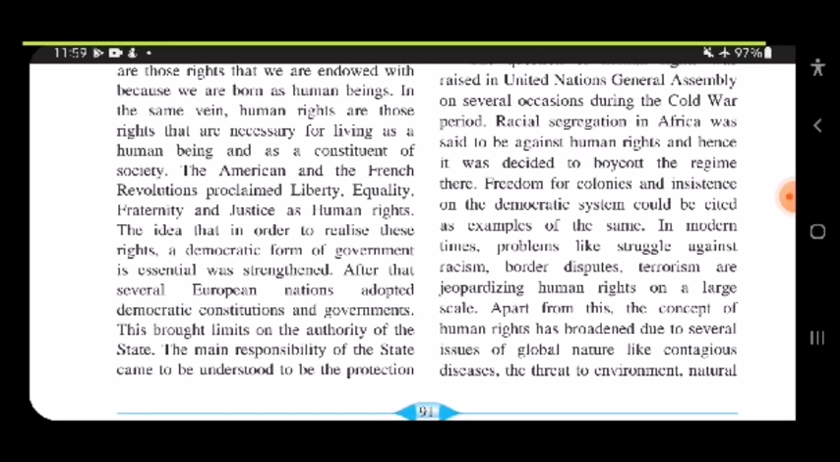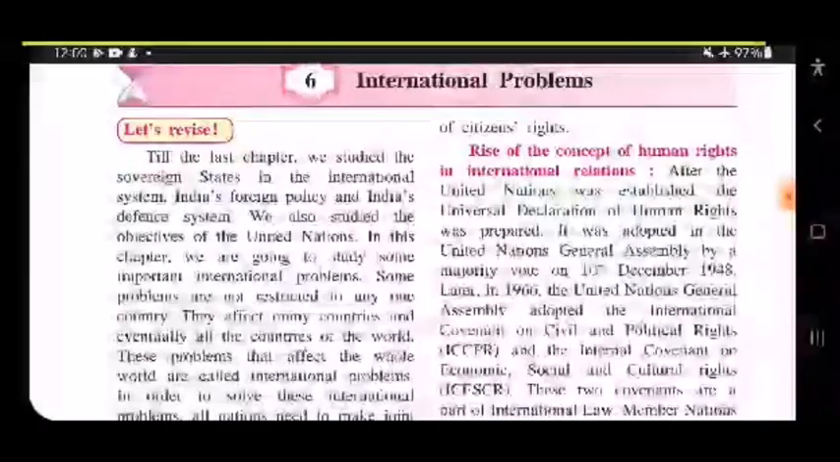The idea that in order to realize these rights, a democratic form of government is essential was strengthened. After that, several European nations adopted democratic constitutions and governments. This brought limits on the authority of the state. The main responsibility of the state came to be understood as the protection of citizens' rights. Everyone should have their own rights.